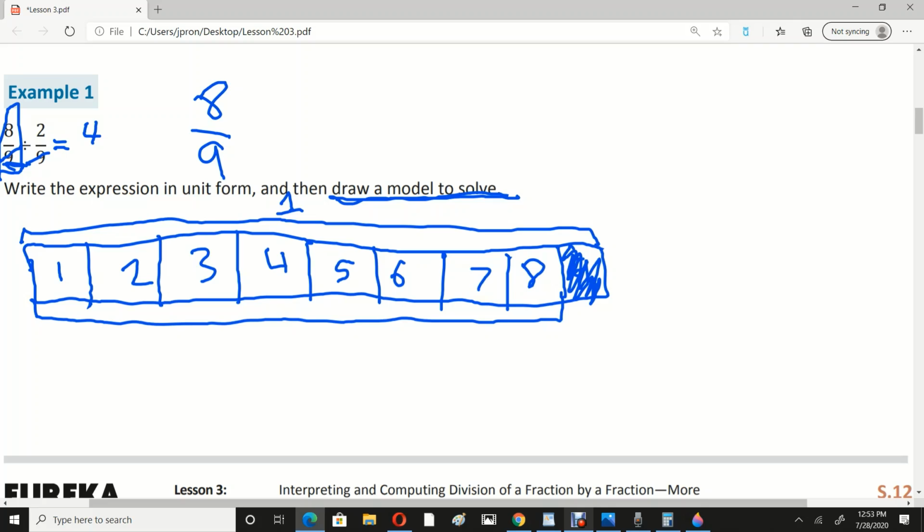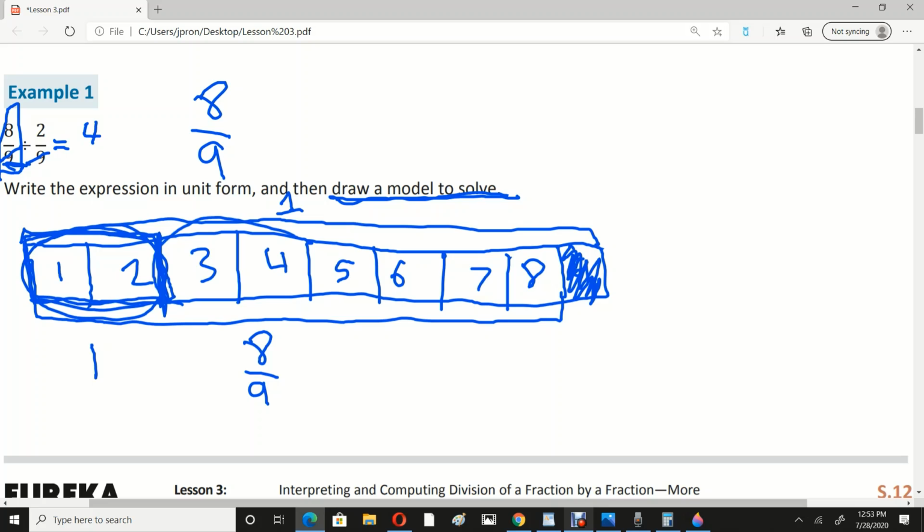So we're dividing this by 2/9. So we want to break these up into groups of 2/9. We want to break up this 8/9 right here into groups of 2/9. So right here, I have one group of 2/9. I'll circle it right here. That's one group. Well, we still have more 2/9, right?